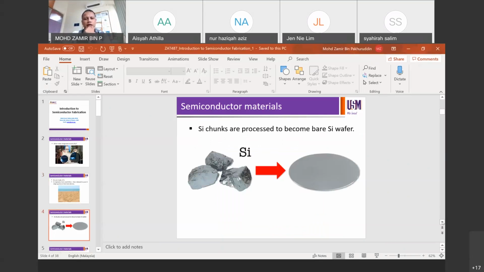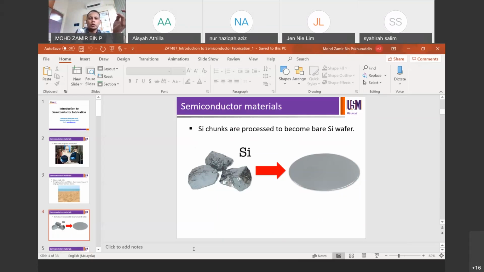So silicon chunks are processed to become bare silicon wafer. After you've done a couple of processes, we're going to cover this one later when we talk about crystal growth and conversion from sand to polycrystalline to monocrystalline. Eventually, after the growth process, you're going to get polysilicon chunks. The polysilicon chunks on the left are the group of silicon. So it's called polysilicon chunks.